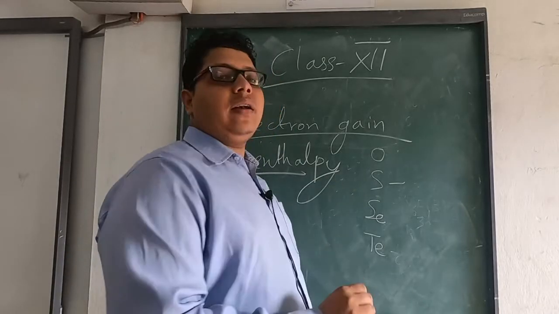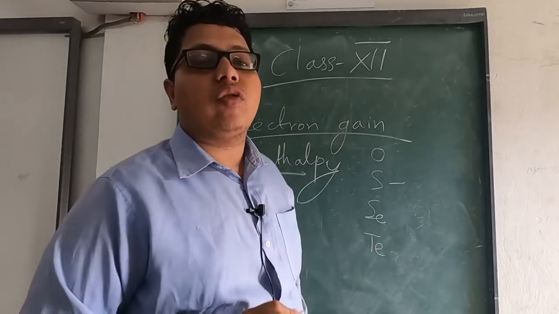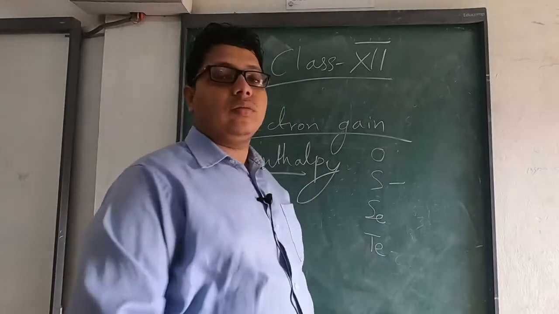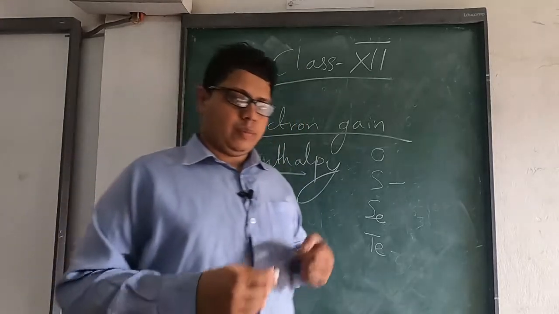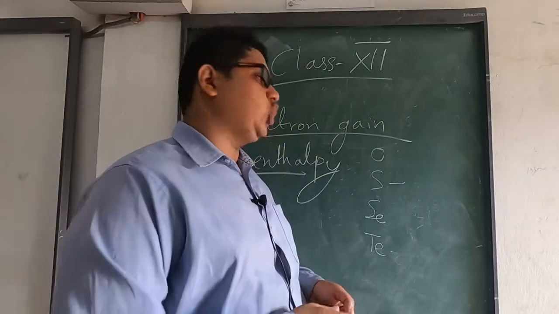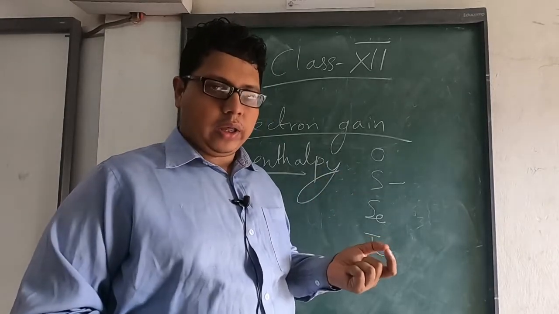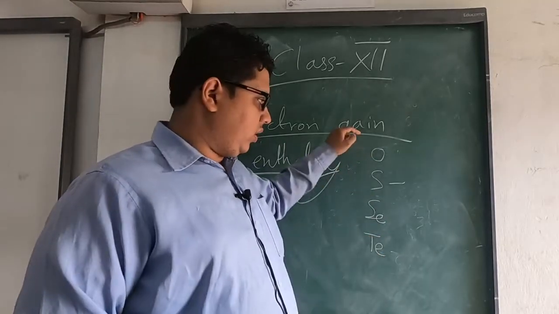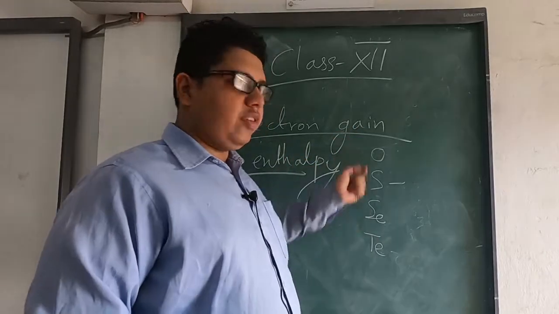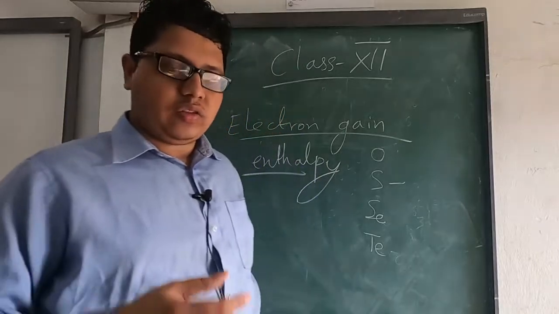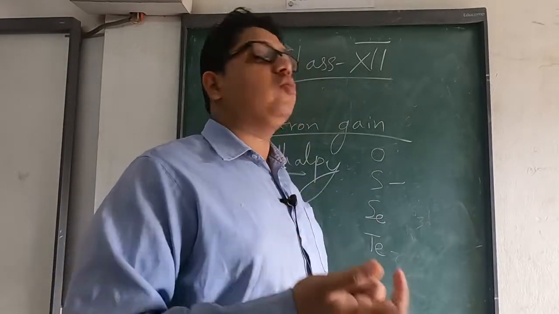Now why is that? Why does sulfur have more electron gain enthalpy than oxygen? This also has been talked about in lower classes, but I am just refreshing your memories. Oxygen is very, very small. As we know about atomic size, down the group the atomic size increases, right? And the first member is always the smallest.